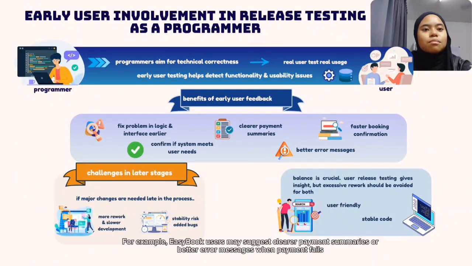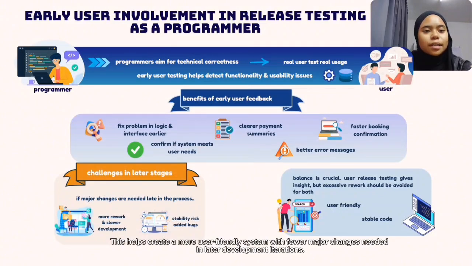For example, Easybook users may suggest clearer payment summaries or better error messages when payment fails. With this feedback, programmers can improve system logic, validation rules, and user feedback messages in the code. This helps create a more user-friendly system with fewer major changes needed in later development iterations.